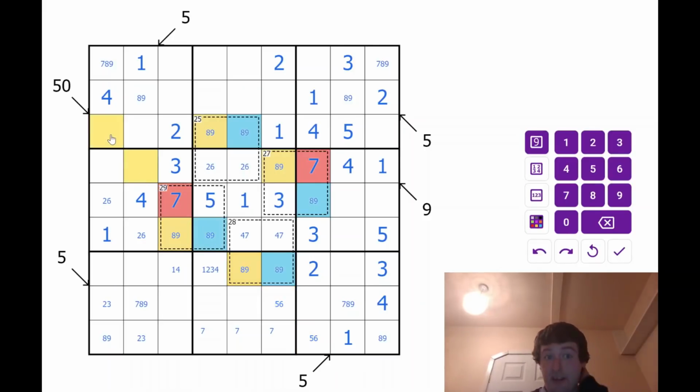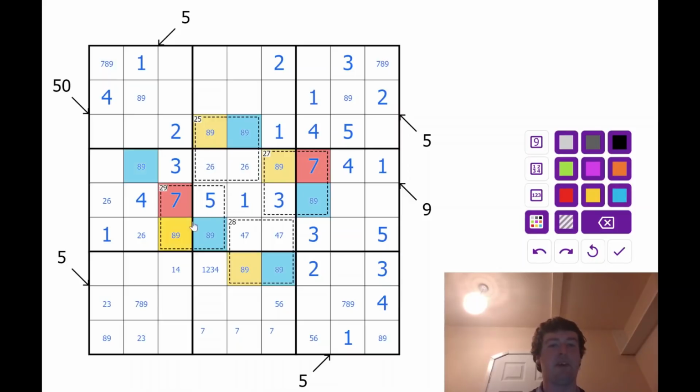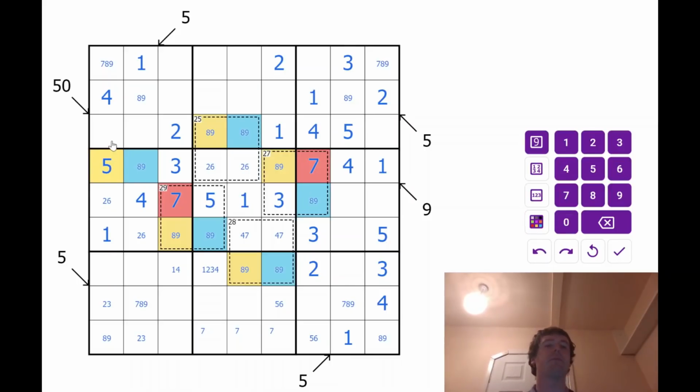So these 2 squares have to add up to at least 14. Well, this square here is at most 7, it can't be 8 or 9 because of this pair here. So this square has to be at least 7. It can't be 7 itself because of the 7 in the box, so it's got to be an 8 or a 9, and that makes it a blue square. It already sees a yellow. And now in this box, there's only one place left to put a 5, and that's here.